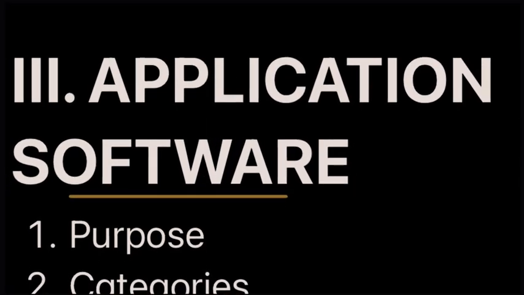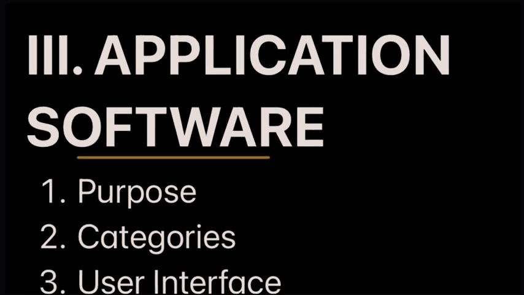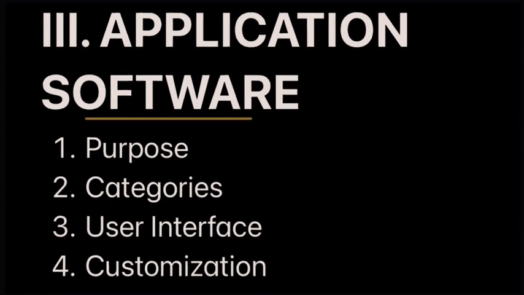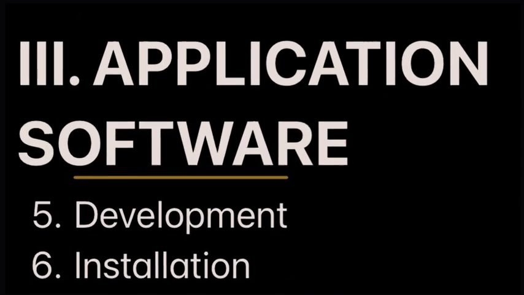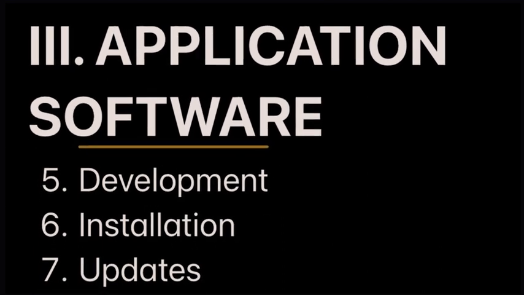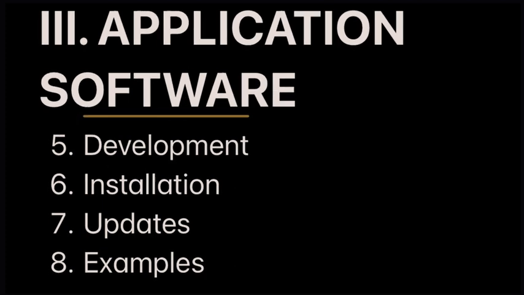Application software. Application software, commonly referred to as apps or programs, is a type of software designed to perform specific tasks or functions for end users. Unlike system software such as the OS and device drivers, application software is meant to address the diverse needs and preferences of users. Here are key aspects of application software. Purpose.